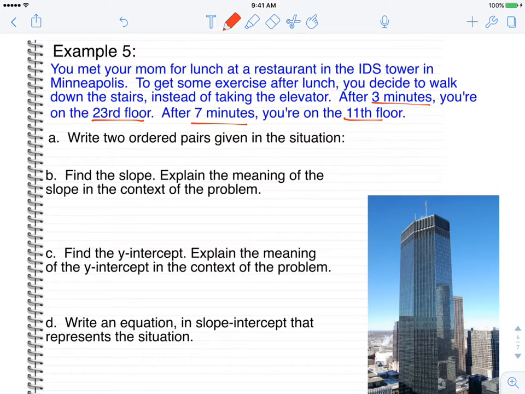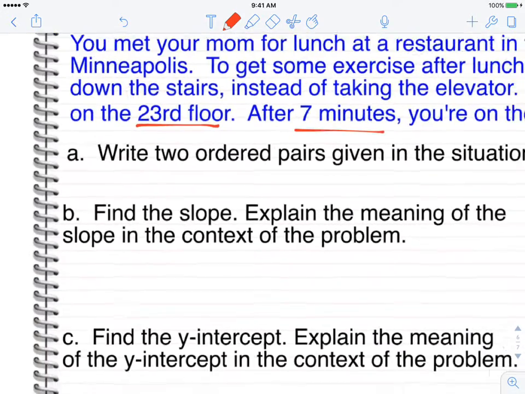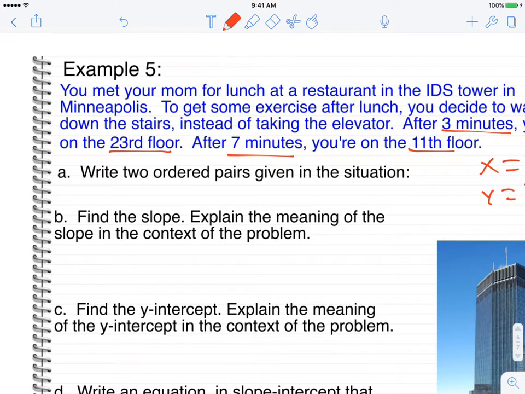I've got minutes, so my x variable is going to end up being minutes. My y variable is going to end up being floors. So writing my ordered pairs here, I should have 3 and then 23, because after 3 minutes I'm at the 23rd floor. Also got 7 and the 11th floor.